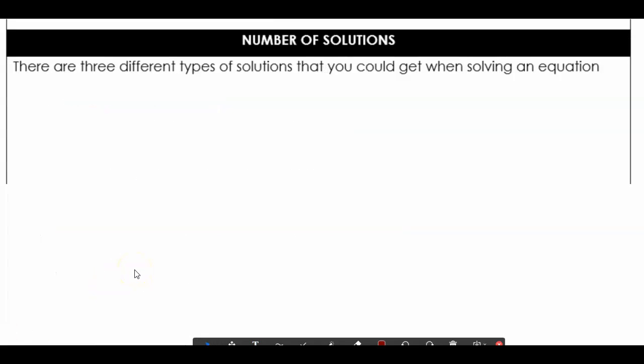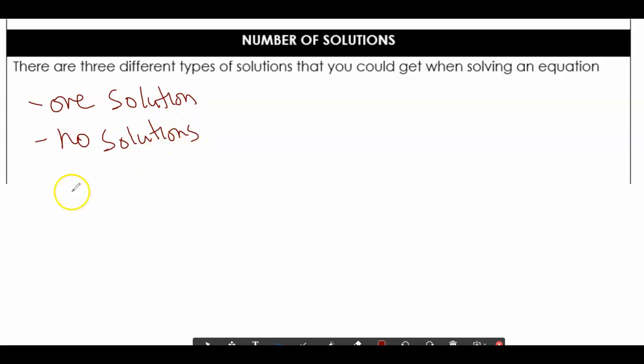Okay, so we're still in our notes. There also is a difference in the different types of solutions you can get when you solve an equation. So you can get one solution, no solutions, or infinitely many solutions.